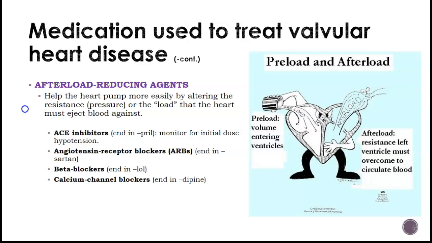Preload and afterload. Preload, remember, is the volume that enters the ventricles. Afterload is the resistance the left ventricle must overcome to circulate blood.